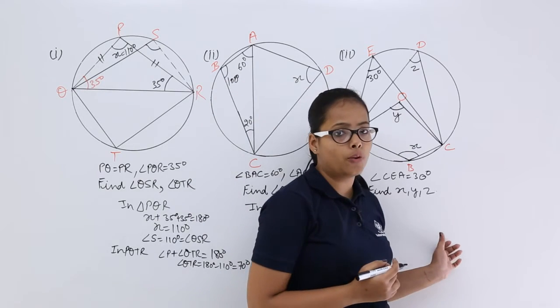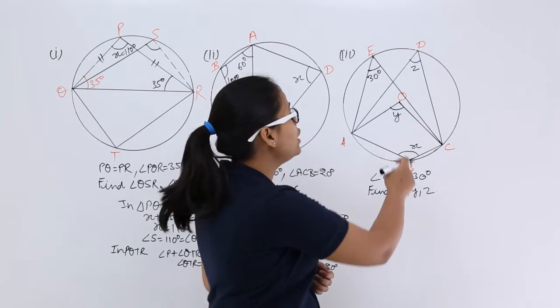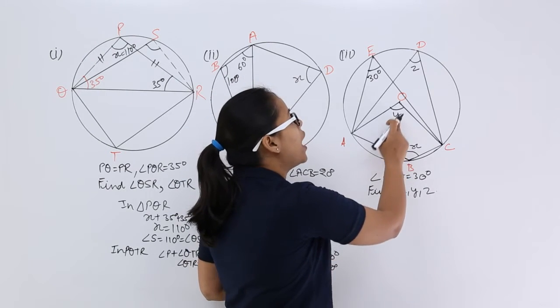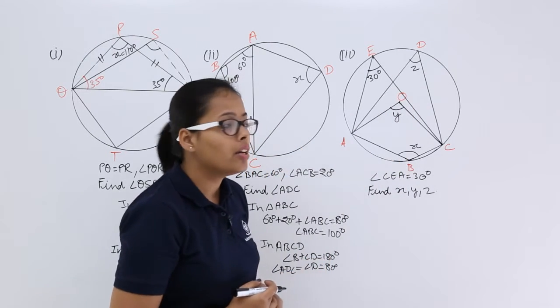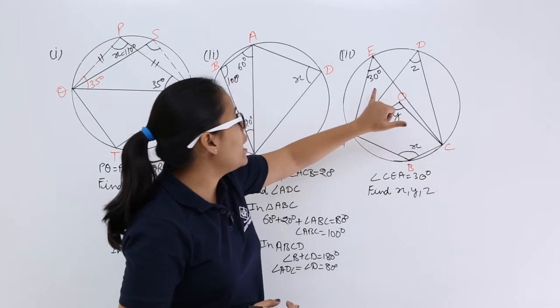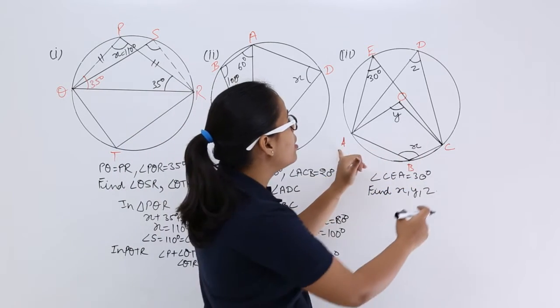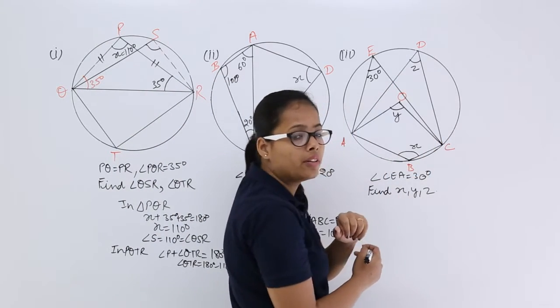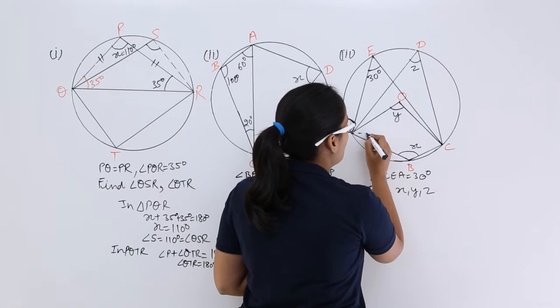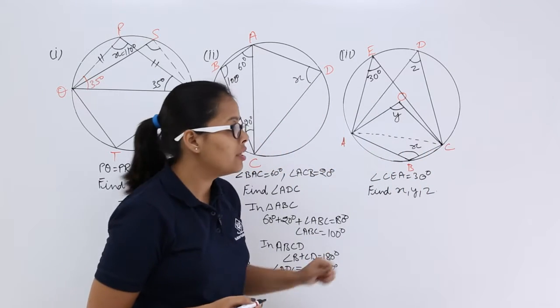Now let's take another problem. Another problem again is a circle. You need to calculate value X, Y and Z. You know that here A and C making an angle of 30 degree, and again A and C making an angle of Z. Let's join these 2 points so that you can see the difference.